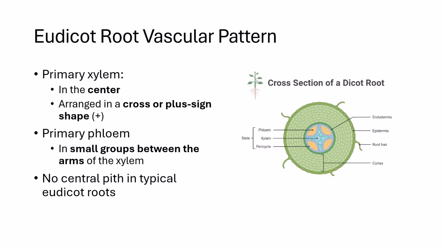In a Eudicot root, the primary xylem sits right in the center and is arranged in a very distinctive cross-shaped or plus-sign pattern. Between the arms of that xylem cross, you'll find small groups of primary phloem. The cross-shaped xylem strengthens the root and allows efficient radial transport with phloem between arms. Unlike monocot roots, Eudicot roots typically do not have a large central pith. The vascular tissues occupy the center directly. This cross-shaped xylem pattern is one of your biggest visual clues that you're looking at a Eudicot root.